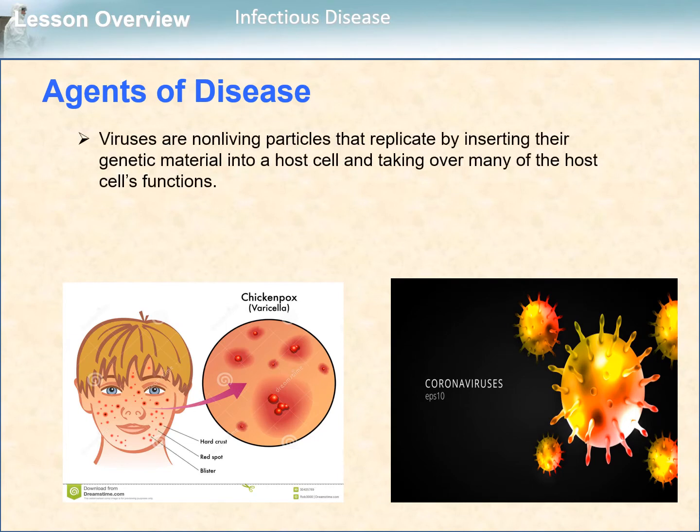So what are the agents of diseases? When we say agents of diseases, these are the ones that cause diseases. As we mentioned, these are the pathogens or microorganisms. One of which is viruses.